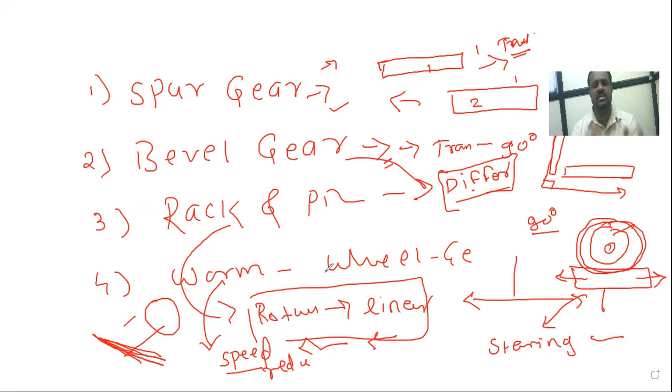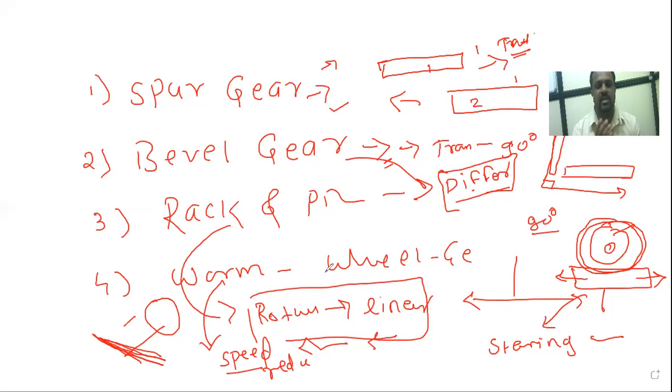These are the primary basic information regarding these gears. Simply, how to remember the spur gear: it is used to transmit power when both the shafts are parallel to each other. Its manufacturing is very simple, its manufacturing cost is very low, and its construction is also very simple.